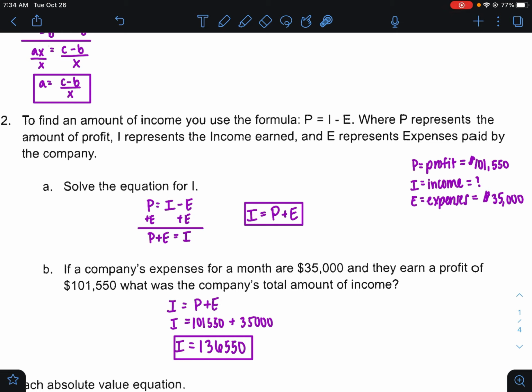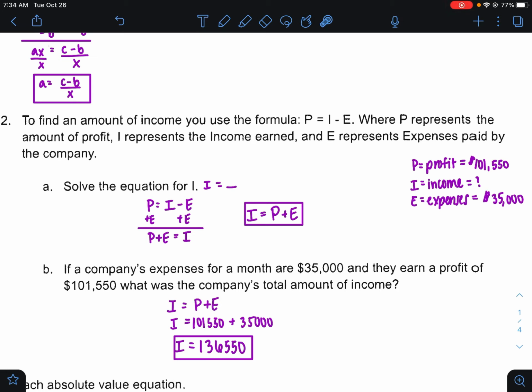The first one says solve the equation for I, which means rearrange so that I is equal to something. I have to get I by itself, so I have to add E to undo that. P plus E equals I, or another way of saying that is I is equal to P plus E. My profit plus my expenses gives me my income.